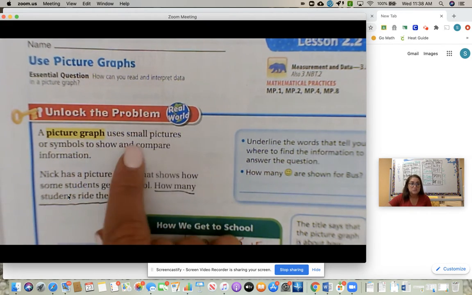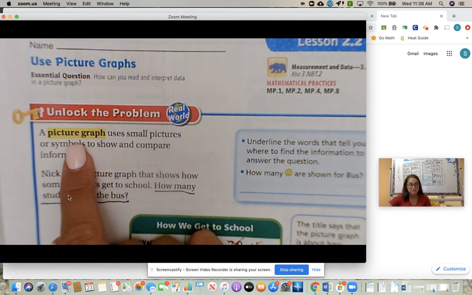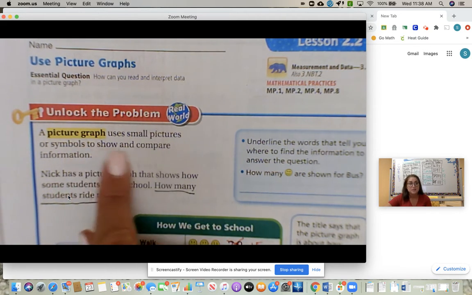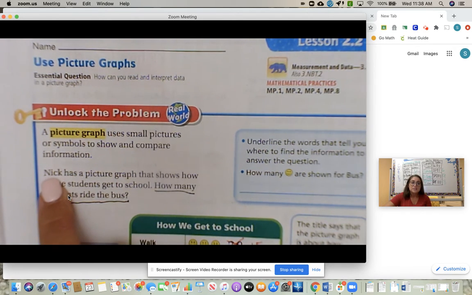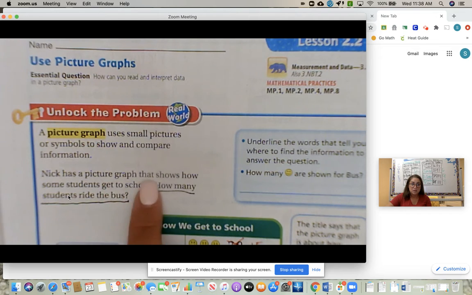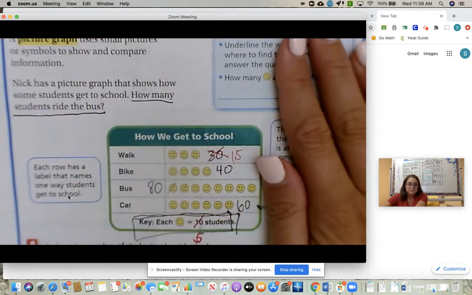So a picture graph uses small pictures or symbols. It could be the same thing. A picture could be a symbol to show and compare information. All right? So here's our question. Nick has a picture graph that shows how some students get to school. How many students ride the bus? So we're trying to figure out how many students ride the bus.